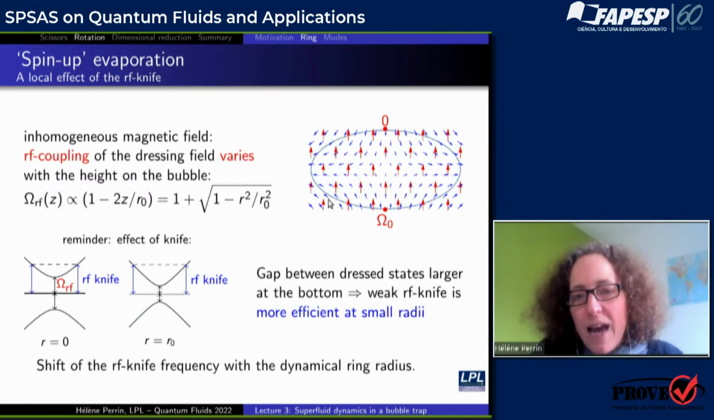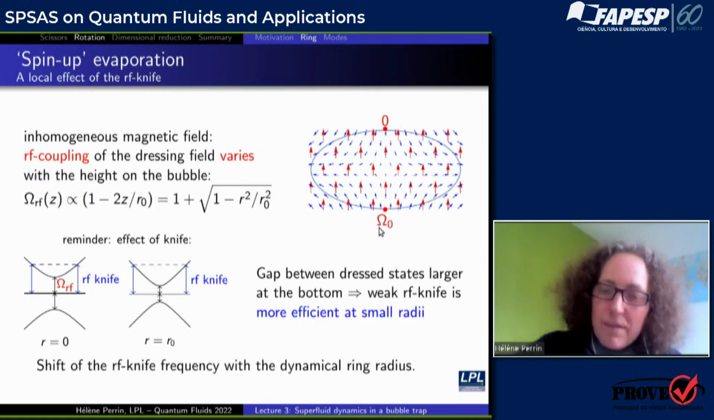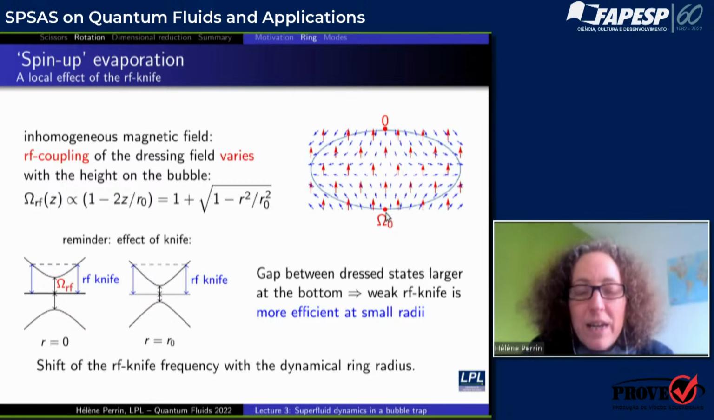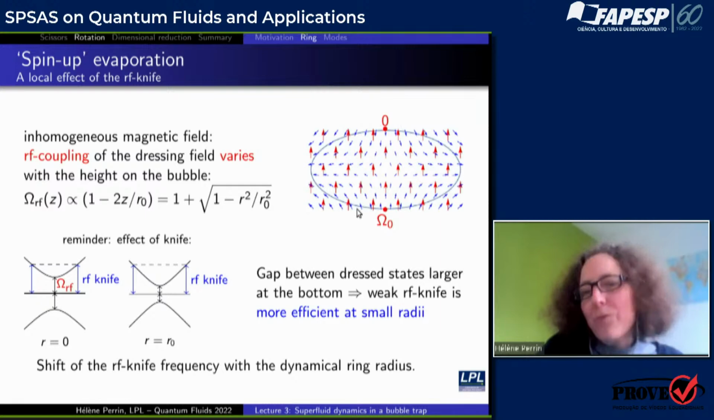So it will drill a hole in the center, and this will accelerate rotation because it will remove the atoms with zero or very low angular momentum, since these atoms are at the center. I hope you understood the reasoning. Anyway, you can ask questions.